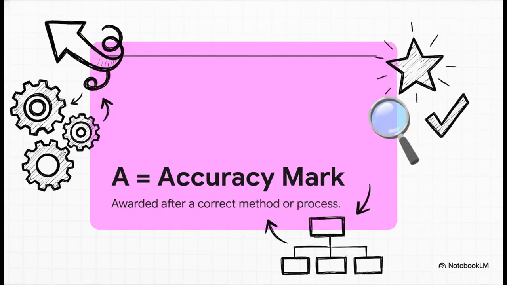Next is the A mark, and you've probably guessed it, A is for accuracy. This is for hitting that correct final answer. But, and this is a big but, it's only awarded after you've shown a correct process. You can't just guess the right number and get the points. You have to earn that P mark first to even be in the running for the A mark.